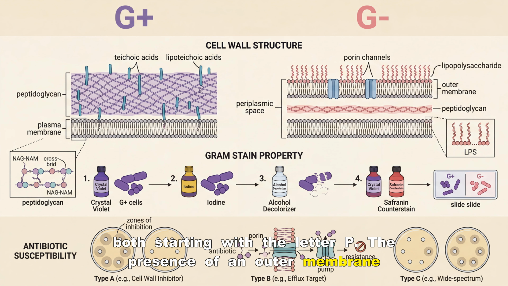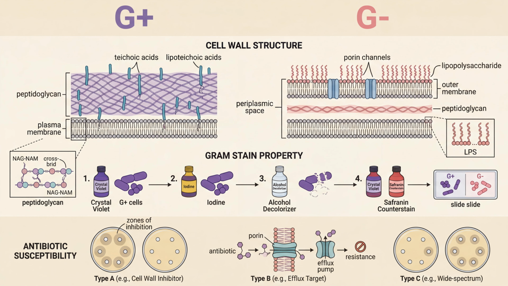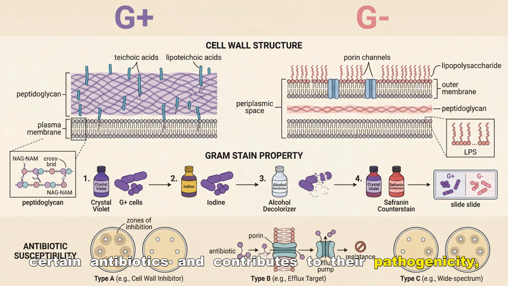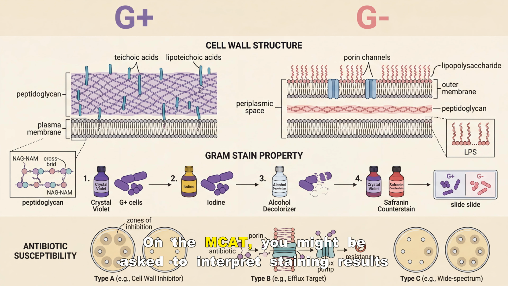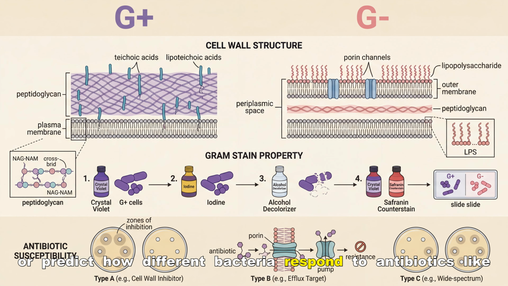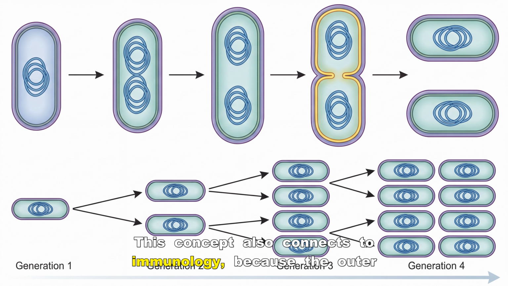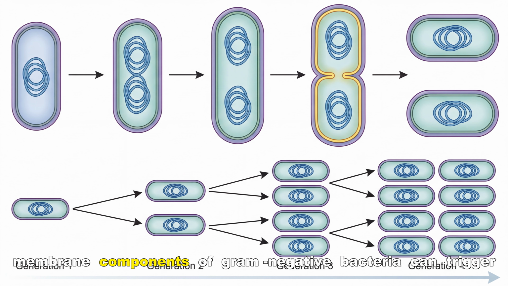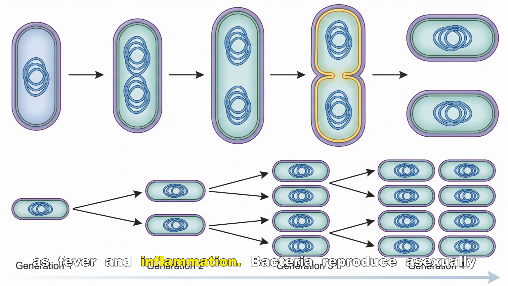The presence of an outer membrane in gram-negative bacteria makes them more resistant to certain antibiotics and contributes to their pathogenicity, especially due to endotoxins in the lipopolysaccharide layer. On the MCAT, you might be asked to interpret staining results or predict how different bacteria respond to antibiotics like penicillin, which targets peptidoglycan synthesis. This concept also connects to immunology, because the outer membrane components of gram-negative bacteria can trigger strong immune responses, leading to symptoms such as fever and inflammation.